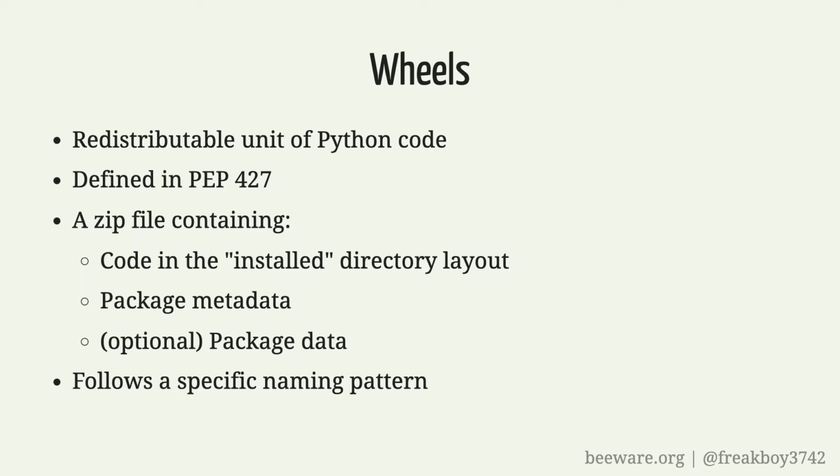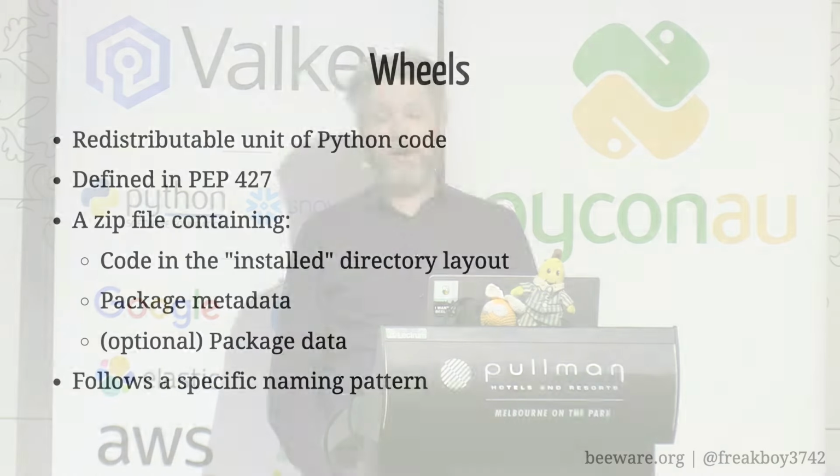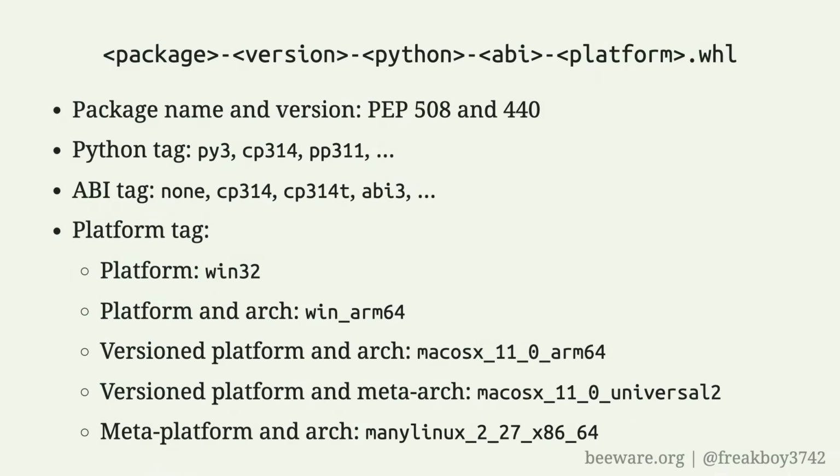The contents of the wheel is designed so that it can be unpacked directly into a location on your Python path, usually site-packages, but not necessarily, and then used without the need to run any additional Python code or run a compiler or anything like that. The wheel itself has to follow a very specific naming pattern. What's in a name? Well, an identifier for the package version, and then the platform applicability of the wheel.